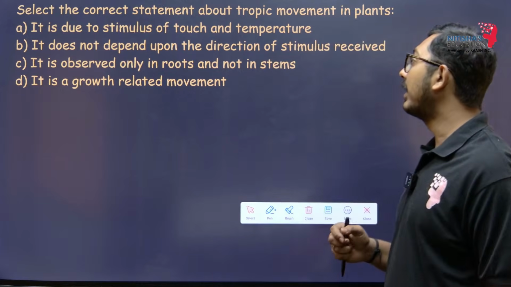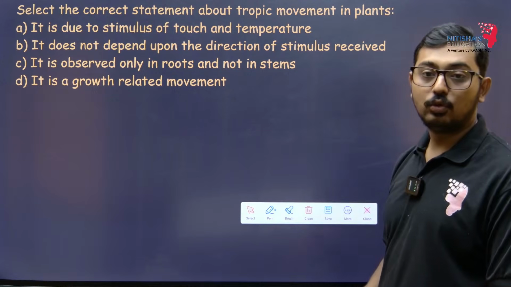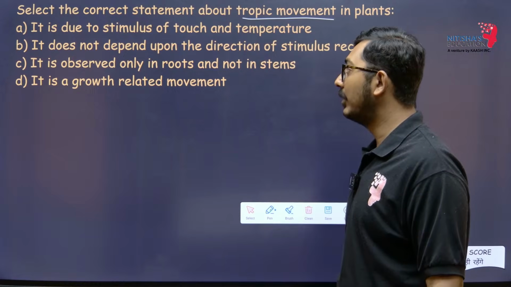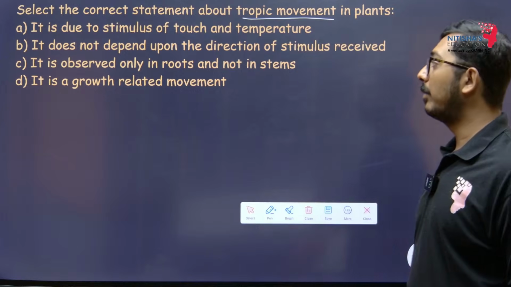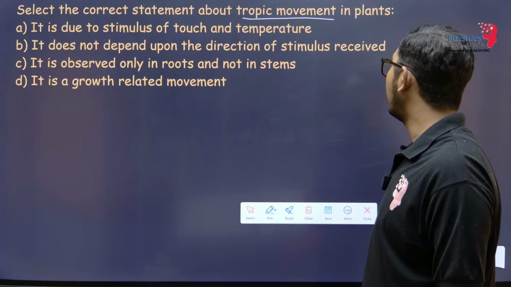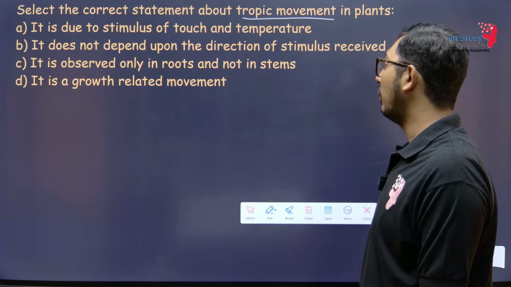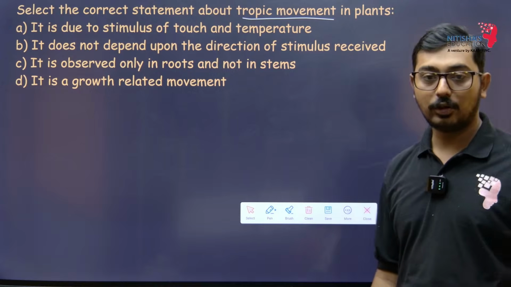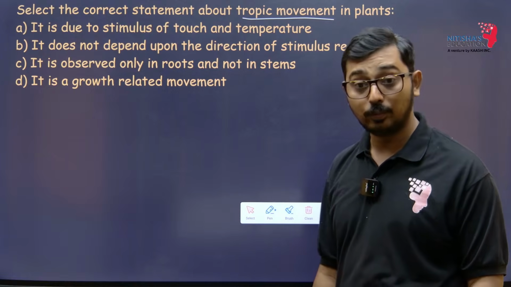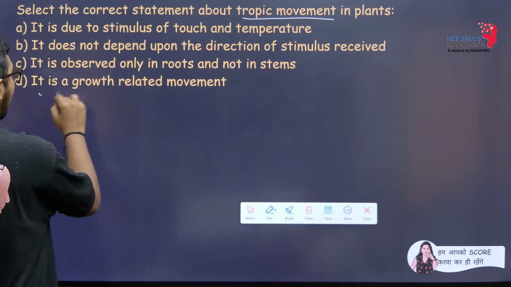Next, select the correct statement about tropic movement in plants. It is due to stimulus of touch and temperature. Is it due to stimulus of touch and temperature? It does not depend upon the direction of stimulus received. That is also wrong. It is observed only in roots and not in stem. Tropic movement is observed in stem too, so that is also wrong. It is a growth related movement. Tropic movement is a growth related movement. Okay, so our answer is D.